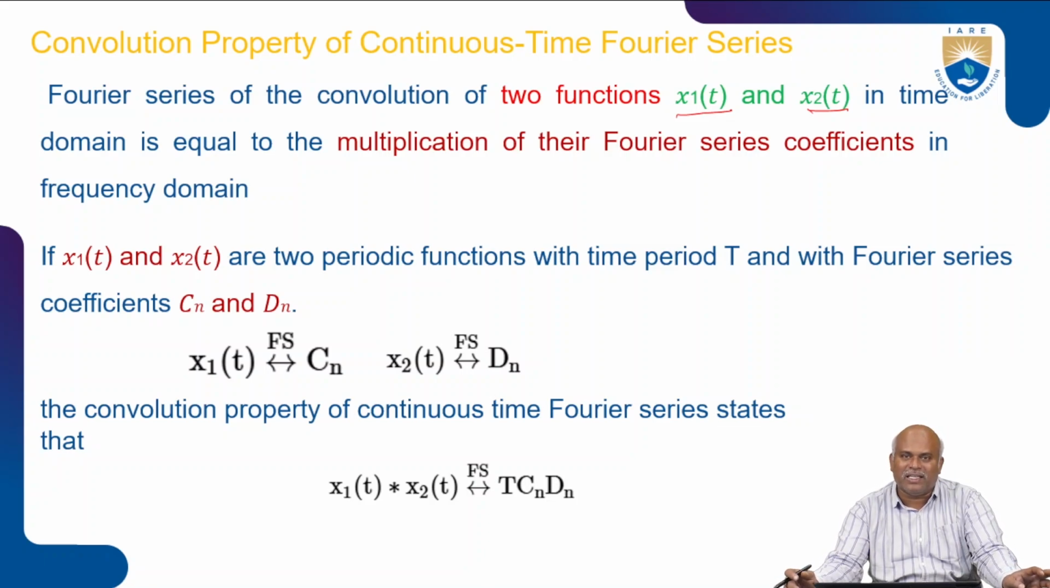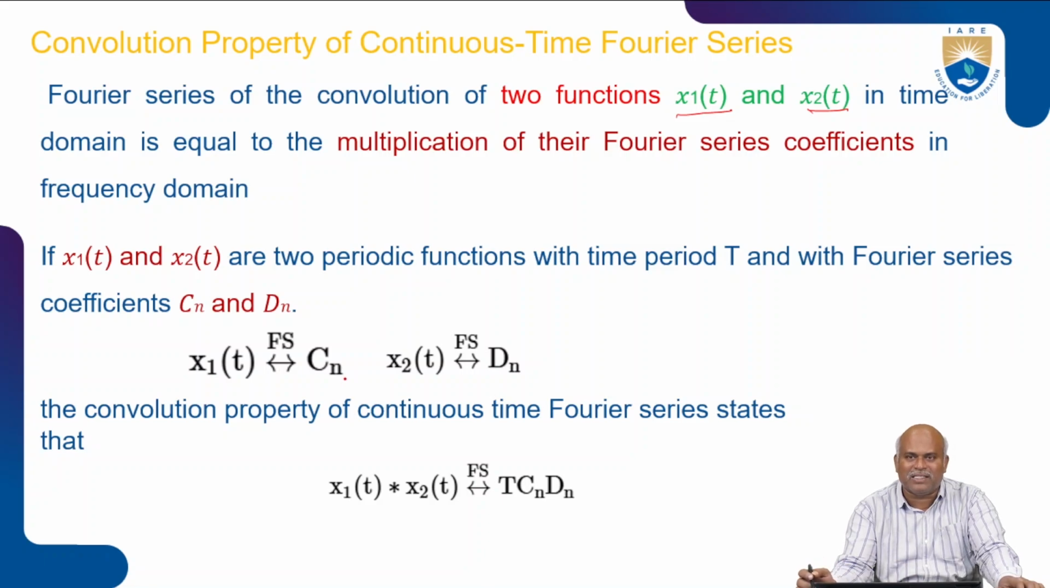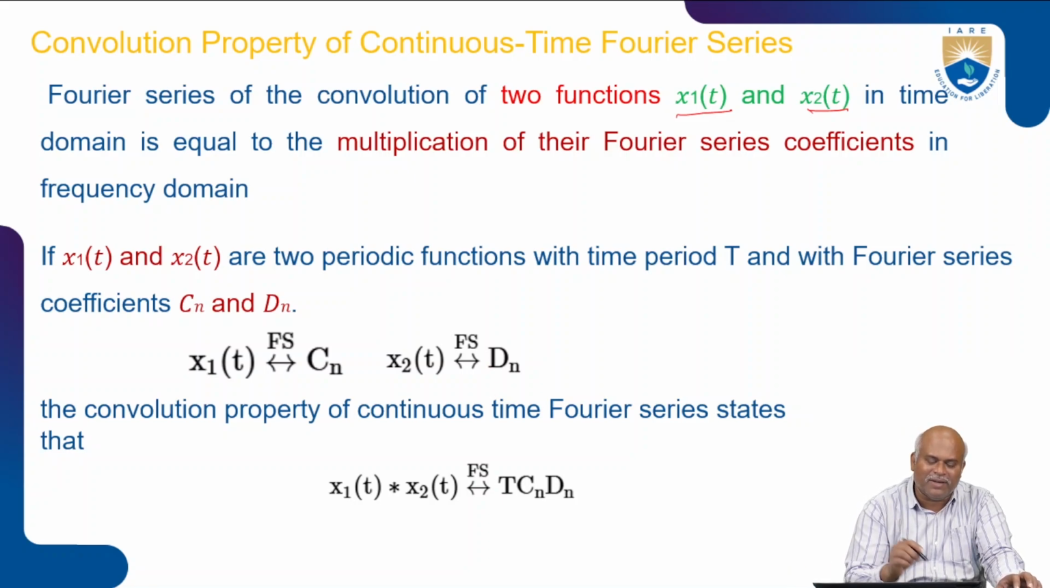That means x1 of t and x2 of t are periodic signals with fundamental period represented as capital T. The Fourier series coefficient of x1 of t is represented as c of n and that of x2 of t is represented as d of n. Now, as per the statement of Fourier series, I should write the mathematical form. Then x1 of t, taking the Fourier series, gives c of n. Then x2 of t, taking the Fourier series, has coefficient d of n.